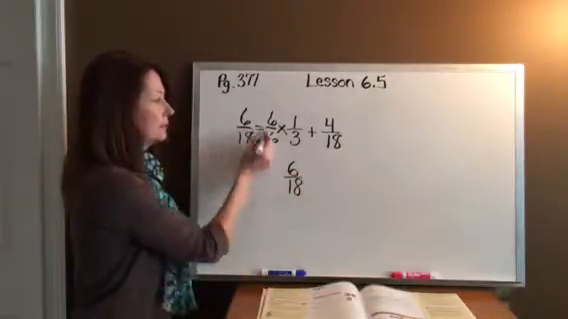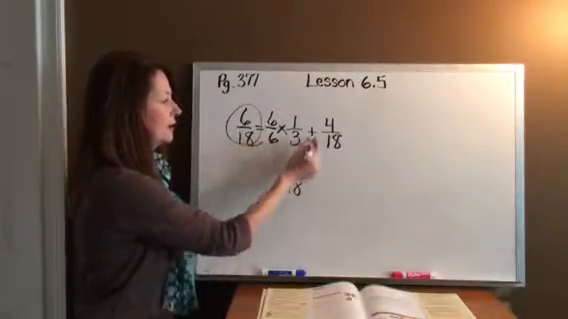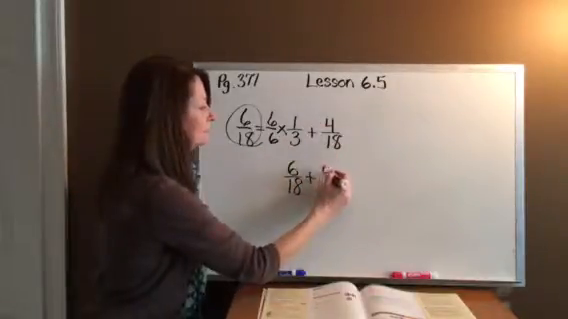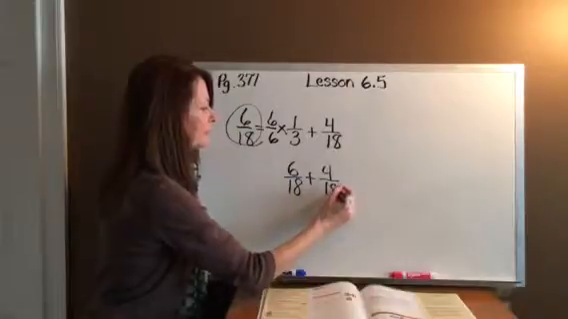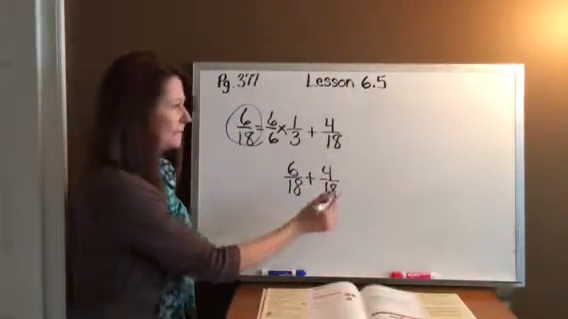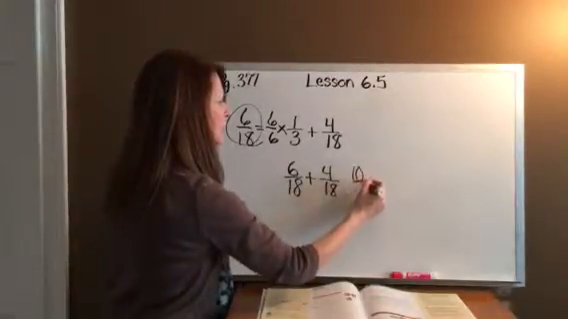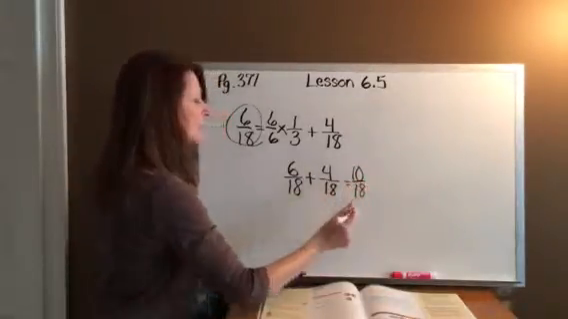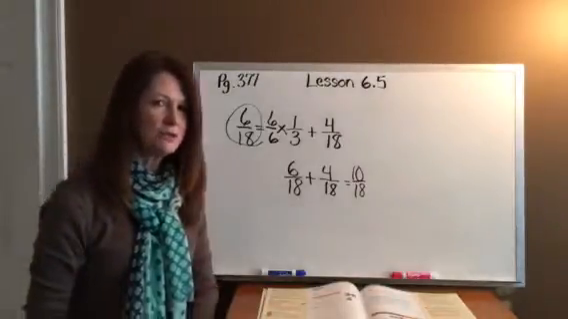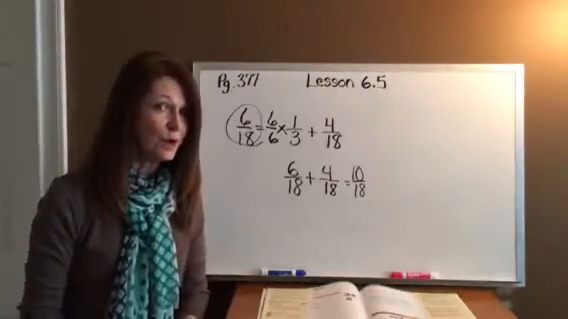I took this one, plus this one I didn't have to do anything for. All right, add the numerators, leaving the denominator the same, and we get 10 over 18. Hopefully some of you right now go, but it's not in reduced form. It's not in simplest form.